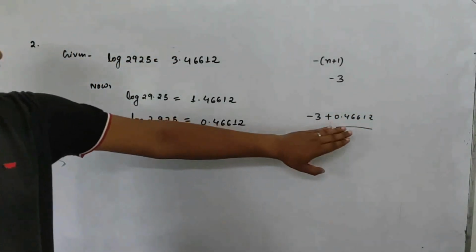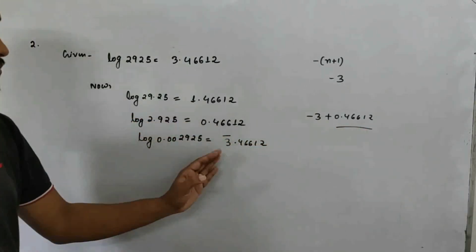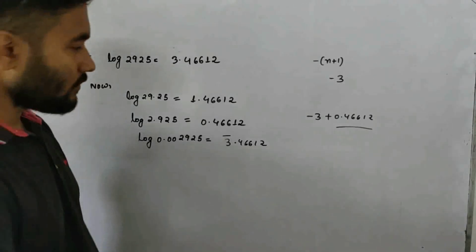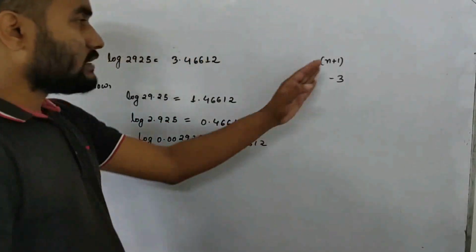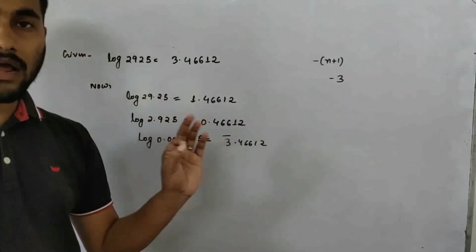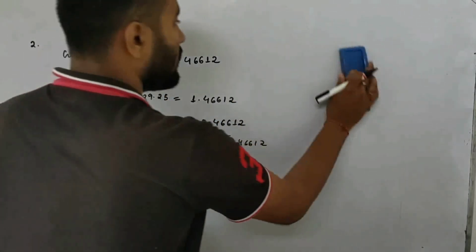Your mantissa should always be positive. Understood? So use 3 bar, don't write minus 3. If your characteristic is minus 3, that means it is 3 bar. If your characteristic is minus 4, that means it's 4 bar. You have to use that bar.